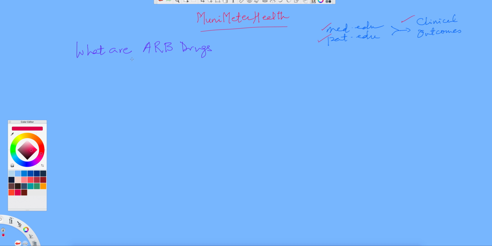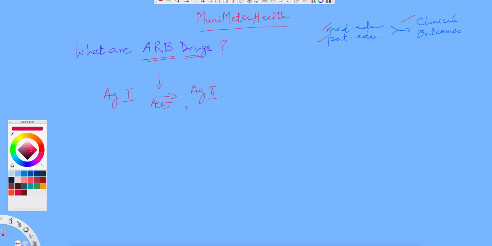Very briefly, today we're going to be talking about what are ARB drugs. Basically, ARB stands for angiotensin receptor blockading drugs. So ARBs are actually blocking the angiotensin agent, angiotensin 2, before it attaches to the receptor. So remember, angiotensin 1, as we discussed on a previous video, is converted into angiotensin 2 with the presence of ACE, the angiotensin converting enzyme.